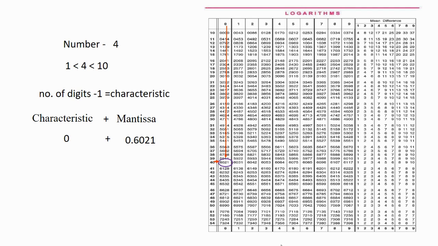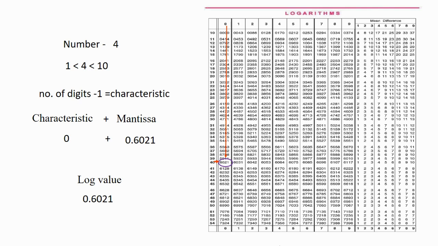So the value that comes out from the logarithmic table for 4 is 0.6021. Always remember that whatever logarithmic value you write, you always have to write it after the decimal point. Those are always decimal values, 0.6021. When I add the characteristic, my log value becomes 0.6021, where 0 is the integral part of the log value and .6021 is the decimal part. The decimal part of the log value is known as the mantissa and the integral part is known as the characteristic.